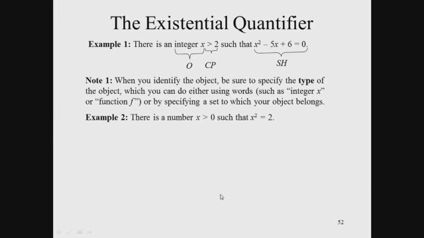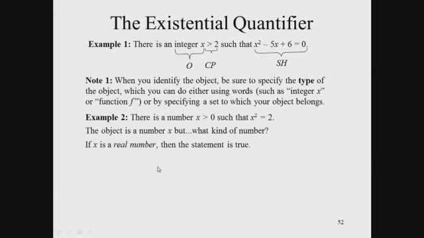There is a number x greater than 0 such that x squared equals 2. Is that statement true or false? If we're talking about a real number, then you are correct. The statement is true. What if we're talking about an integer? Is the statement true? No. So if x has to be an integer, then the statement is false.